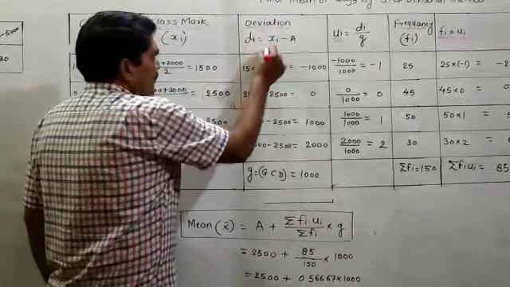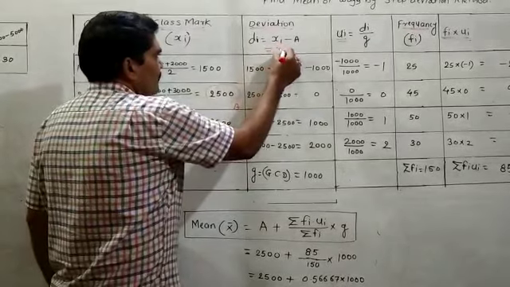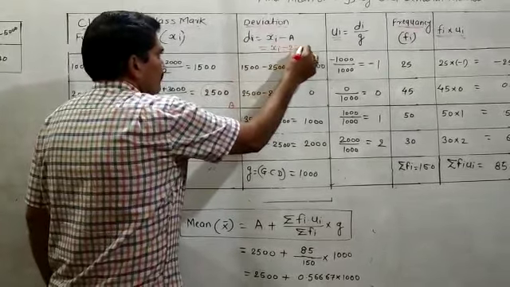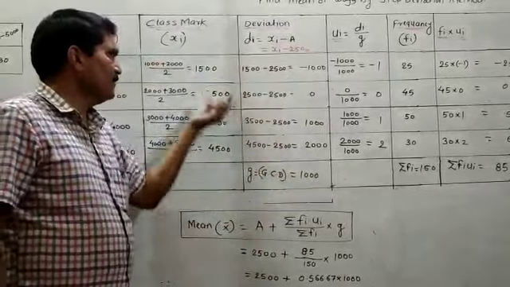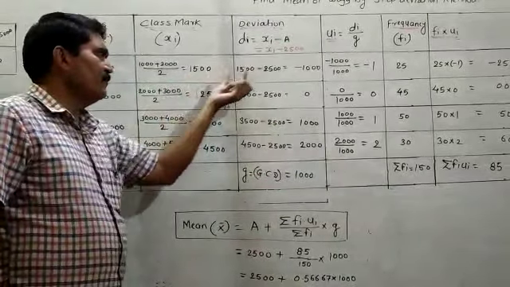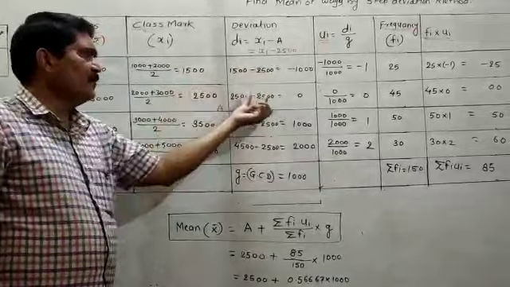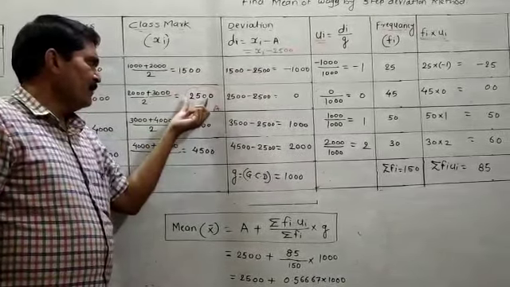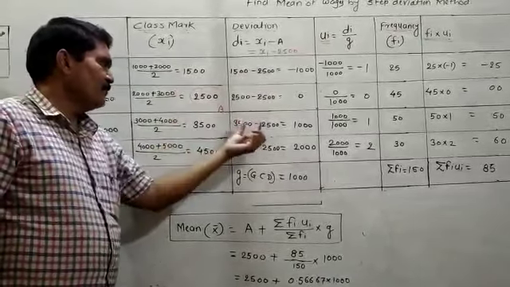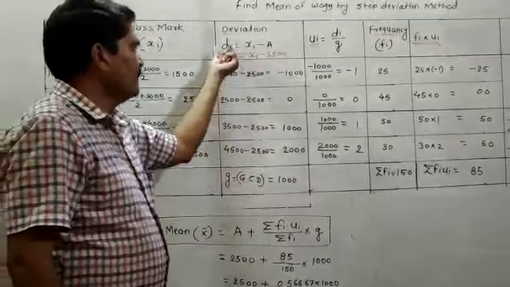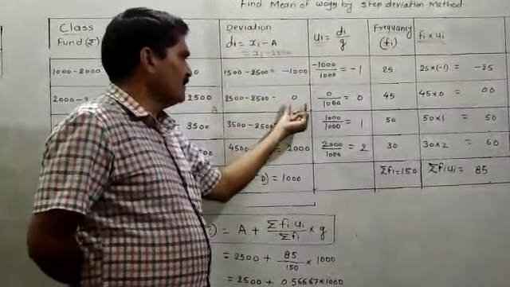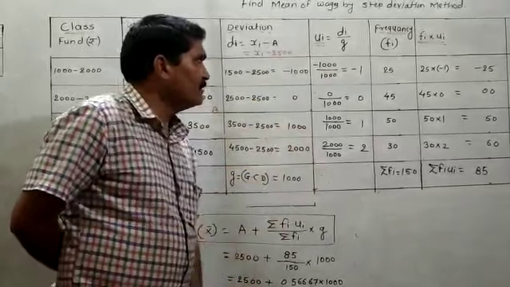Then di becomes xi minus 2500. You have to write all the xi and subtract 2500 from each. This becomes 1500 minus 2500, 2500 minus 2500, then 3500 minus 2500, and 4500 minus 2500. At that time di will come minus 1000, 0, 1000 and 2000.